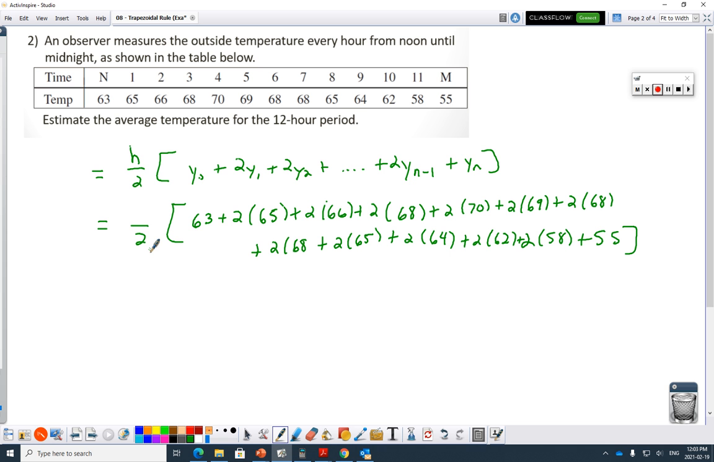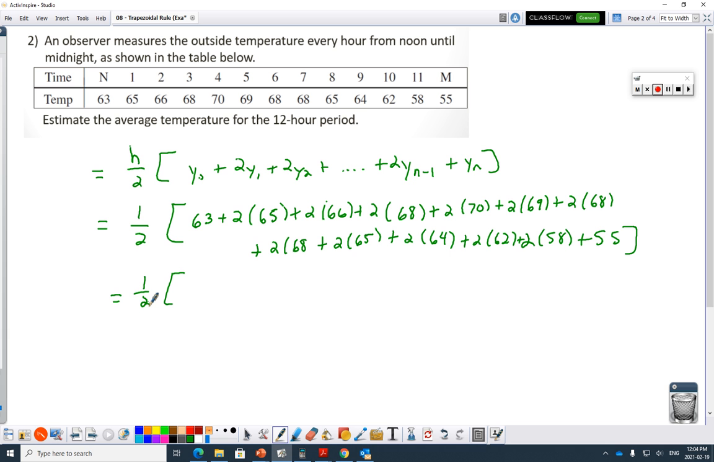Now, the h is just how wide these intervals are, which in this case is pretty straightforward. They're all 1 hour wide. So I get 1/2, and then I've got to add all this crazy stuff up. Well, I'm not going to try and do that in my head on a Friday, I'll tell you that. Although it would be good for me.